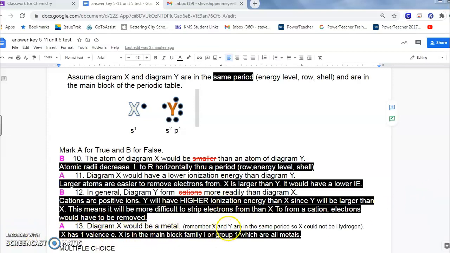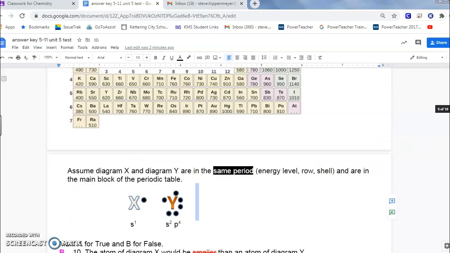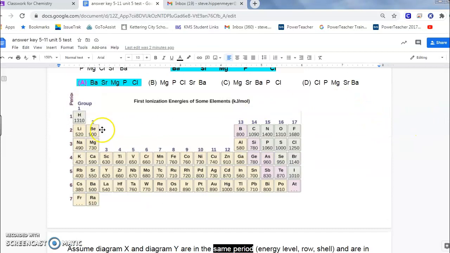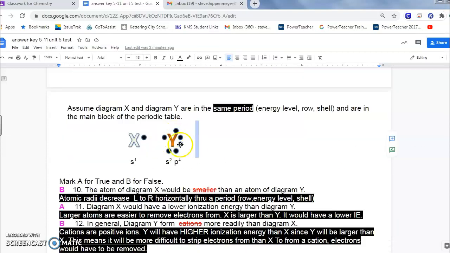X and Y, if you remember, were told to be in the same period. So there's no way X could be hydrogen, because in hydrogen's period or level, the only other element would be over here. Here's hydrogen. The only element on this end is helium. Helium would be right over here, and helium would only have 2 dots. This one has 6 dots, so X can't be on the first level of the table.